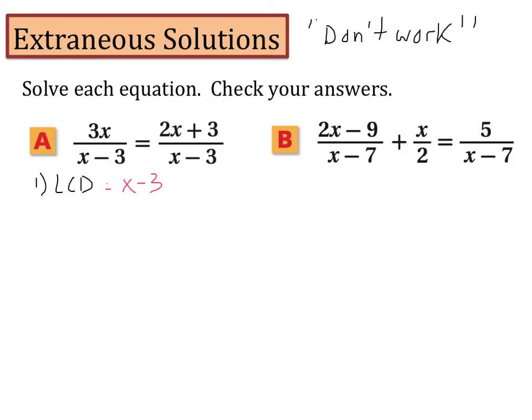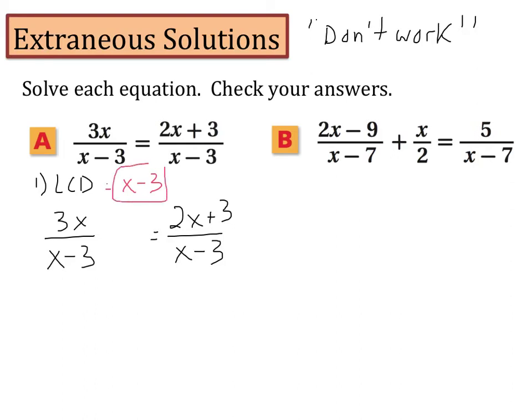Then I want to multiply both sides by the lowest common denominator. So I have 3x over x minus 3 equals 2x plus 3 over x minus 3. Now I gave myself some space because I'm going to be multiplying both sides by the lowest common denominator. It's an equation, so it's okay if I do it to both sides. So I multiply this side by x minus 3 and this side by x minus 3.